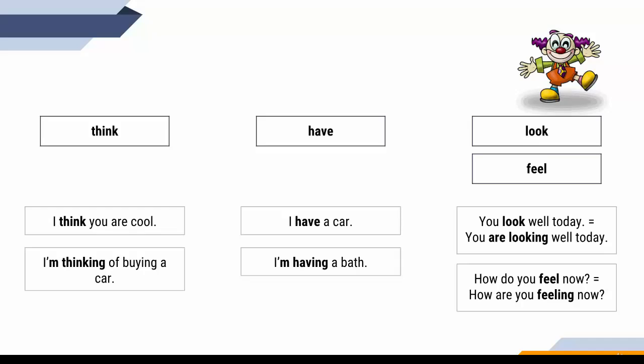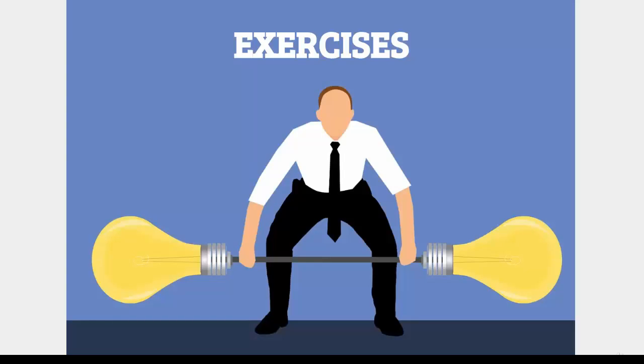Have, same story here. When you express possession, only simple form. When have is part of a phrase, then you can use it in continuous form. And you also remember that look and feel can be used in their continuous and their simple forms without any change in the meaning. All this said, we are going to pass through the PDF.